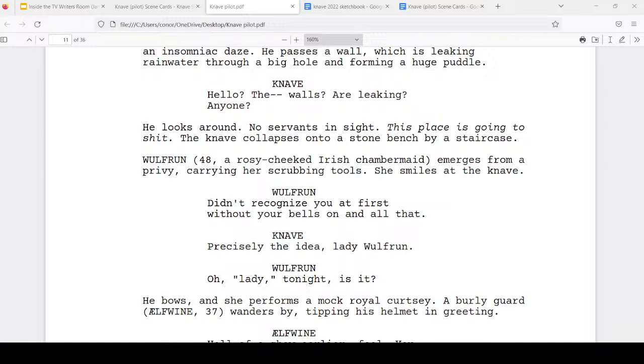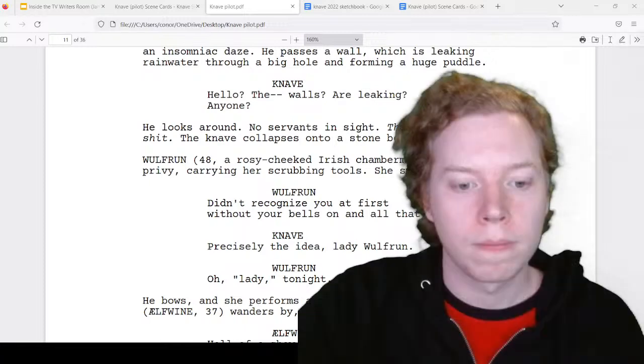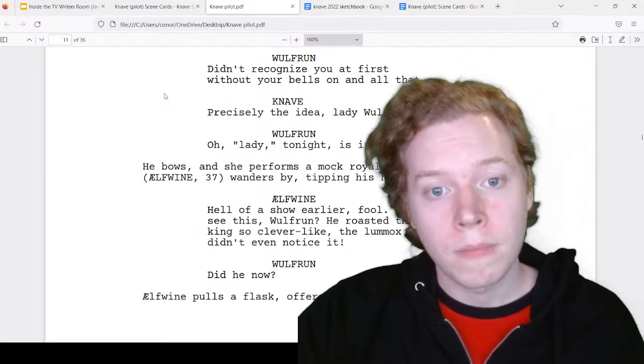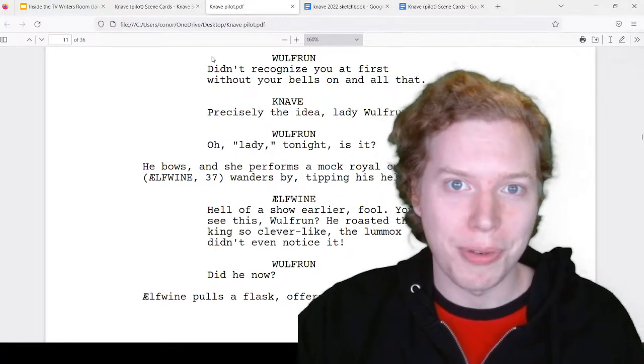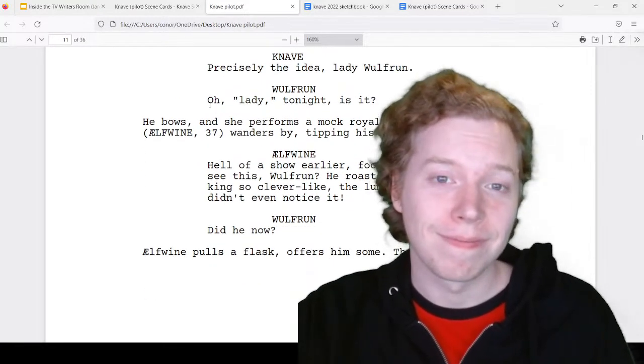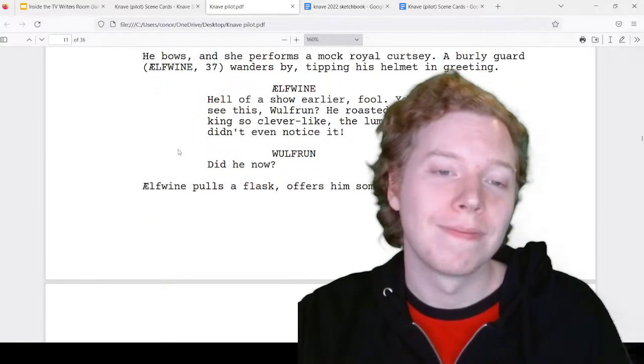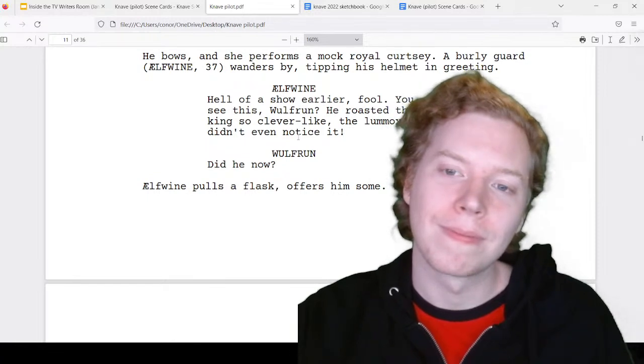The knave collapses onto a stone bench by a staircase. Wolfrun, 48, a rosy-cheeked Irish chambermaid, emerges from a privy carrying her scrubbing tools. She smiles at the knave. Didn't recognize you at first without your bells and all that. Precisely the bells idea, are- Lady Wolfrun. Oh, lady tonight, is it? He bows and she performs a mock royal curtsy.